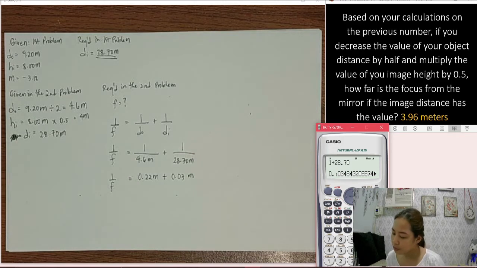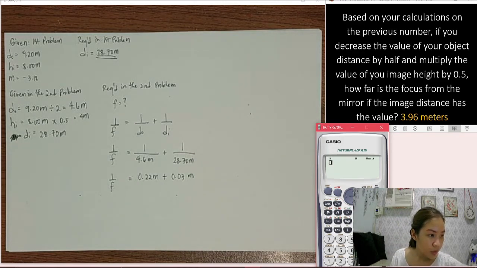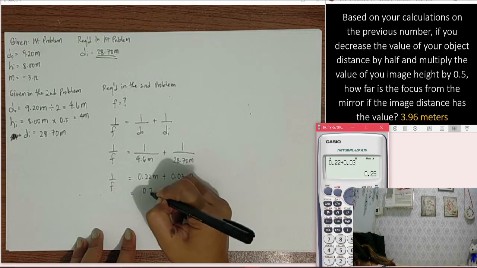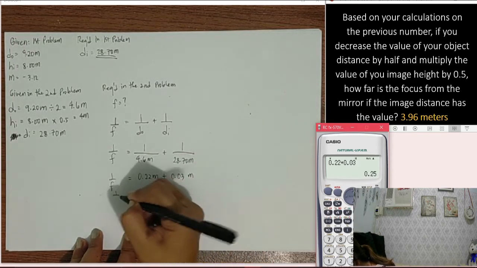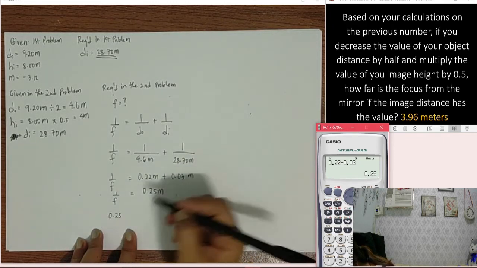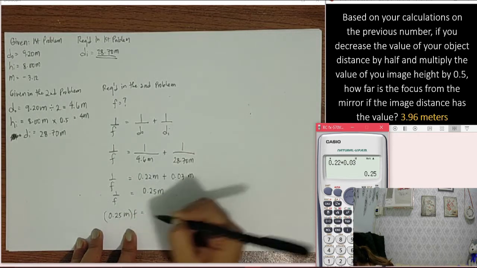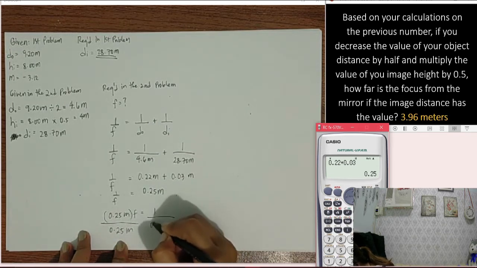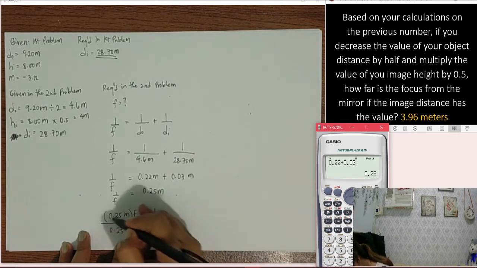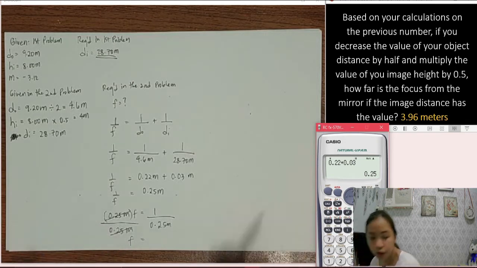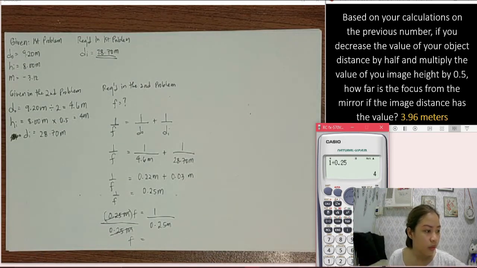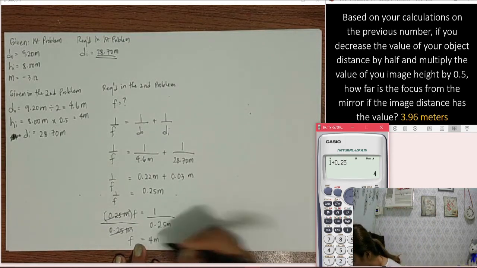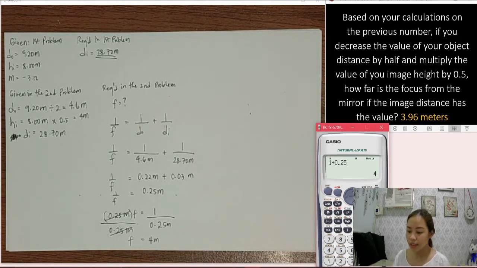Okay, so we have 0.22 plus 0.03. Take note, we rounded off the values. So let's see. 1 over f, cross multiply. 0.25 f is equal to 1. Then, our answer does not match. So let's recalculate. f is equal to 1 divided by 0.25. That is 4 meters. It means it did not coincide with 3.96. If that's the case, we will solve again.